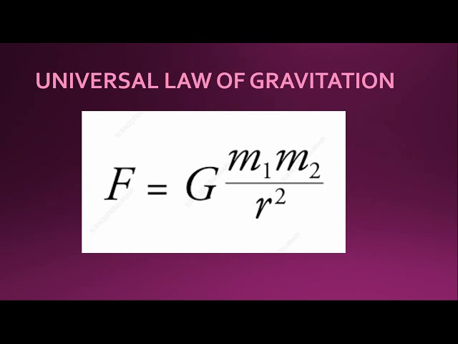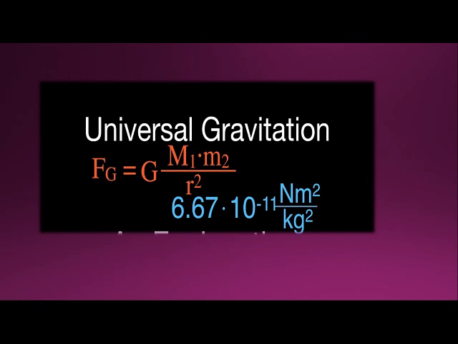So children, ultimately our law is given like this: F is equal to G m1 multiplied by m2 upon r square. This force of attraction is directly proportional to the product of their masses and inversely proportional to the square of the distance between them, and this capital G is known as the universal gravitation constant. Finally it comes out to be like this: the force of gravitation between any two objects having masses m1 and m2 is represented like this.